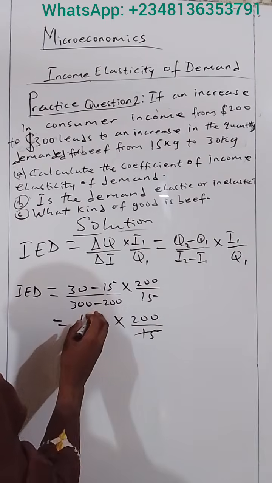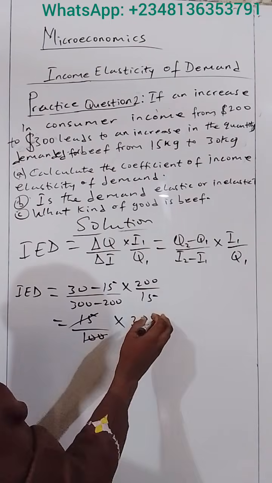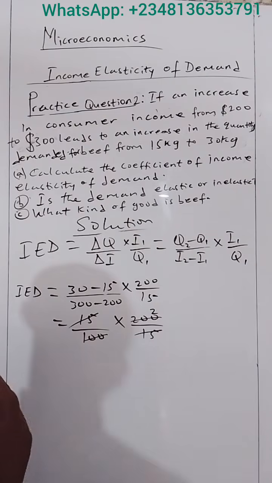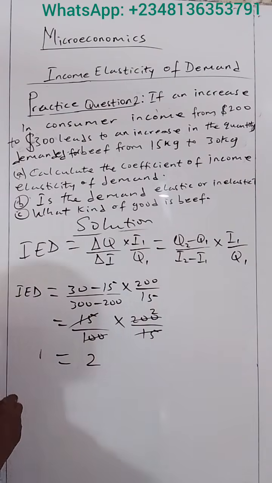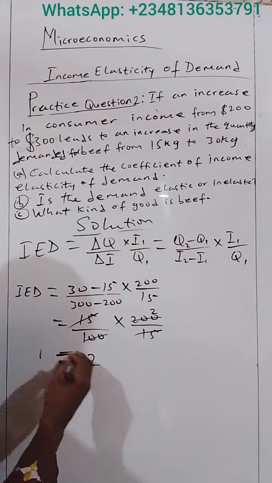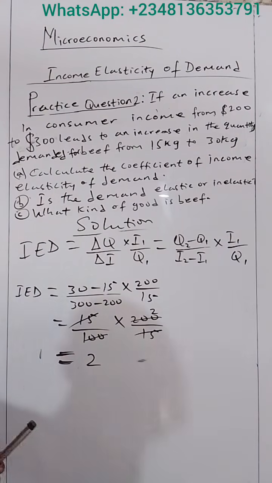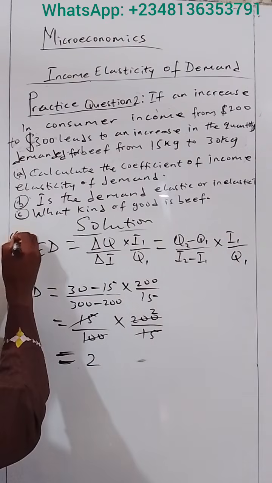Then multiply by 200 over 15. You can see this 15 can cancel this 15, and this cancels this, so we have 2 here. Therefore the income elasticity of demand is equal to 2. If you compare with the answer we got when we used the first formula, you see that we got the same answer, which is 2. So the coefficient of income elasticity of demand is 2. Now we are asked, is the demand elastic or inelastic? You just look at the coefficient. You forget about the sign, look at the coefficient. The coefficient is 2. This represents A.